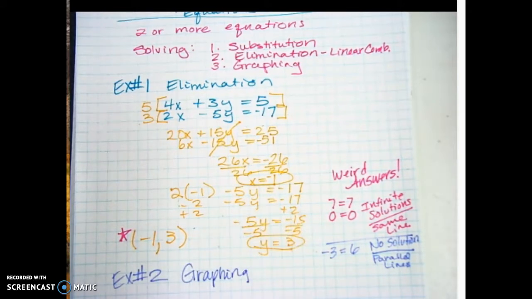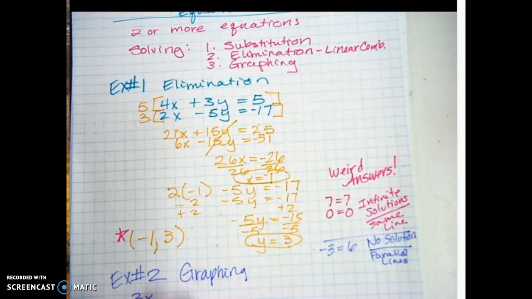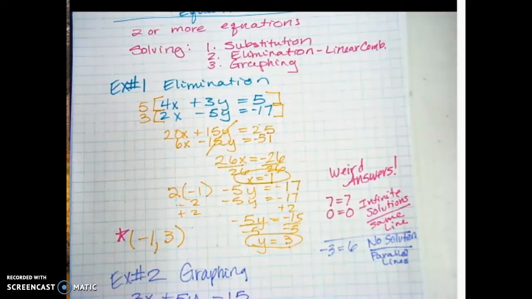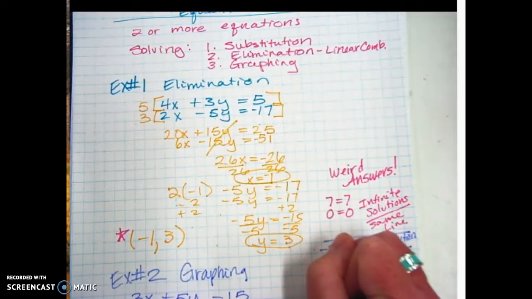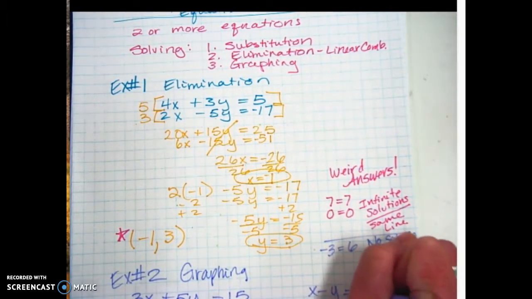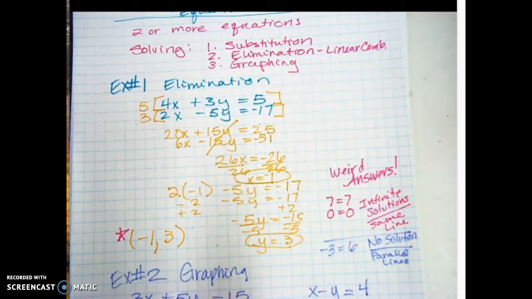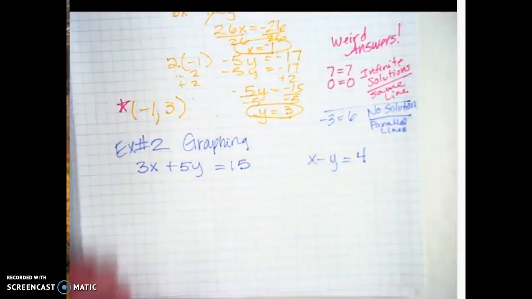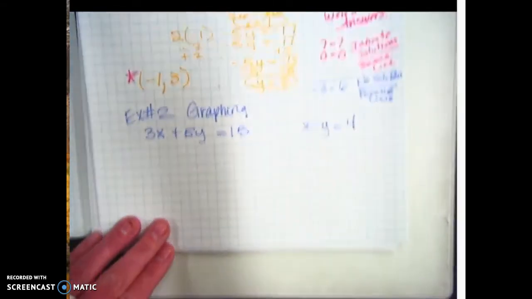And here are two equations. 3x plus 5y equals 15. And x minus y equals 4. Oop, let me move that up. There we go.